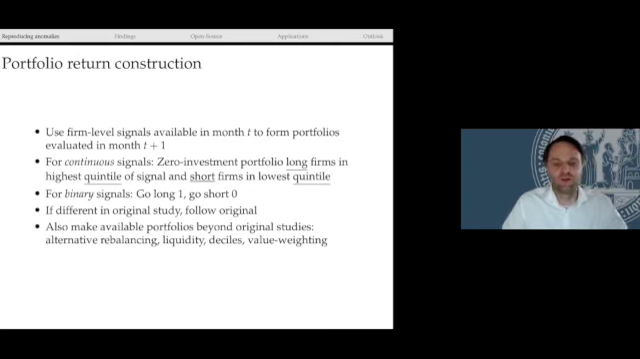But we also make available data sets beyond the original studies. So we also make available data sets that rebalance not at the monthly level, but at the annual level or at the quarterly level. We make available another data set that screens for liquidity first, so it only looks at liquid stocks. We also have, in addition to the quintile data set, a decile data set. And we have a value weighted data set. Most of these predictors in the original papers are examined in equal weighted portfolios.